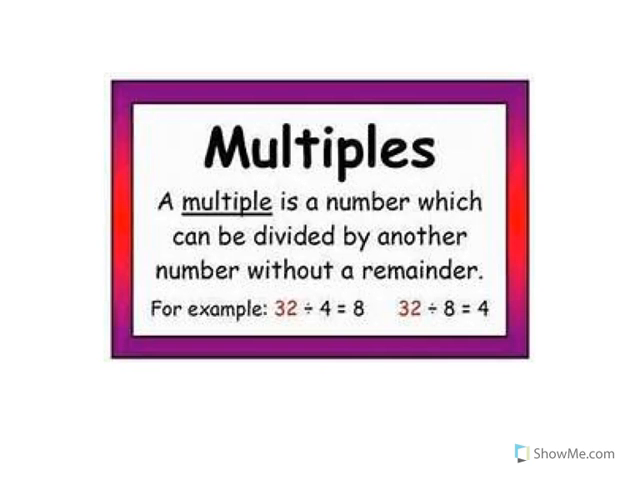A multiple is a number which can be divided by another number without a remainder. For example, 32 divided by 4 equals 8, and 32 divided by 8 is equal to 4. Therefore, 32 is a multiple of 4, and it's also a multiple of 8.